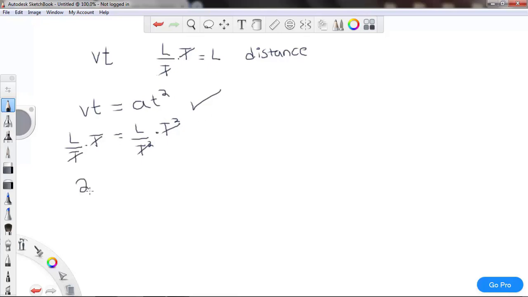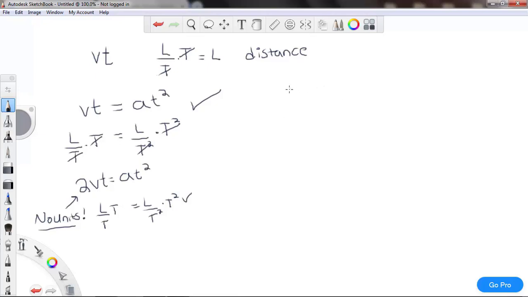Now what if I had said 2Vt equals a t squared? In dimensional analysis, a number has no units, so it doesn't play into our dimensional analysis. We can just ignore it because it's just multiplying. So my units on this side are still L over T times T, and on this side it's still L over T squared times T squared. So it still works out. So when I'm multiplying by a constant here, it doesn't make any difference.